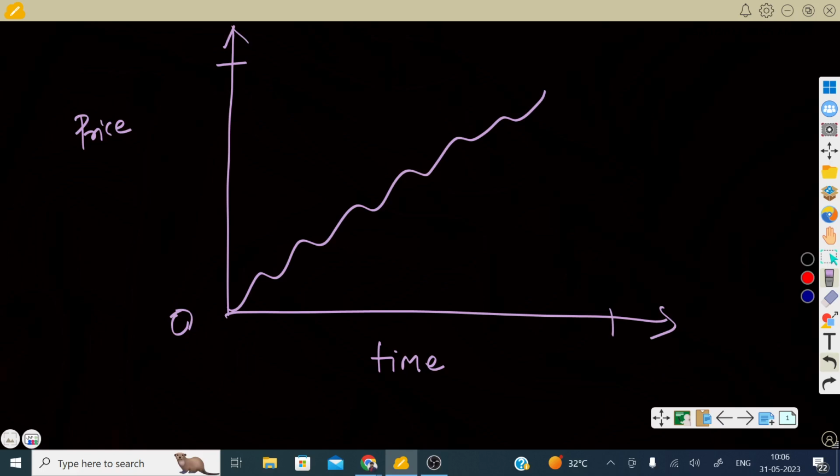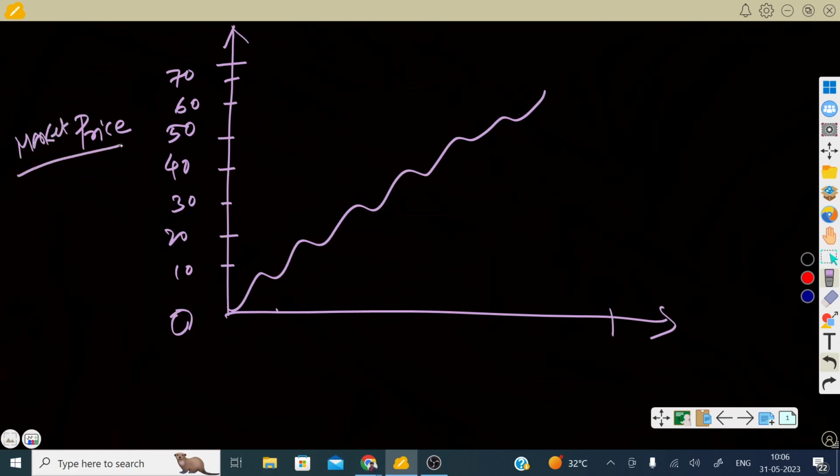Upward trend means price, let's say 10, 20, 30, 40, 50, 60, 70, and so on. And here, instead of time, you can set your purchase price. So this becomes your market price. And here you can say your purchase price or spot price.